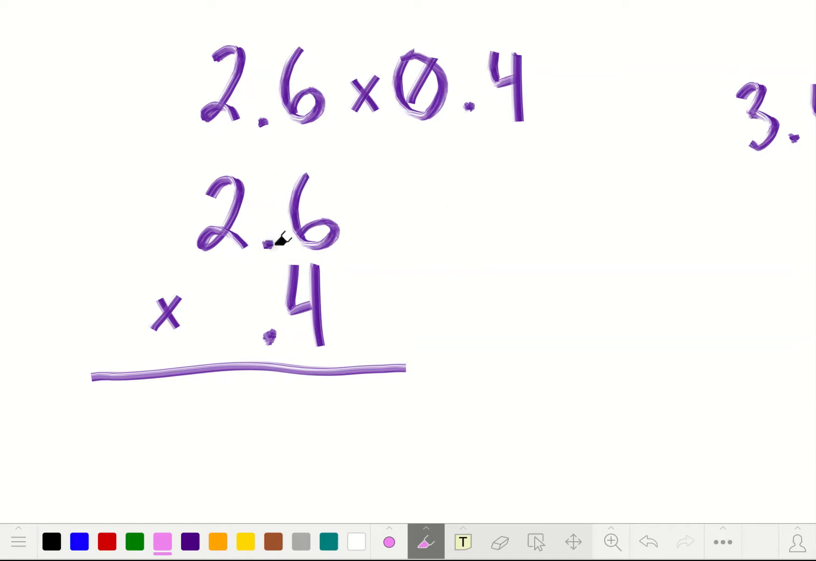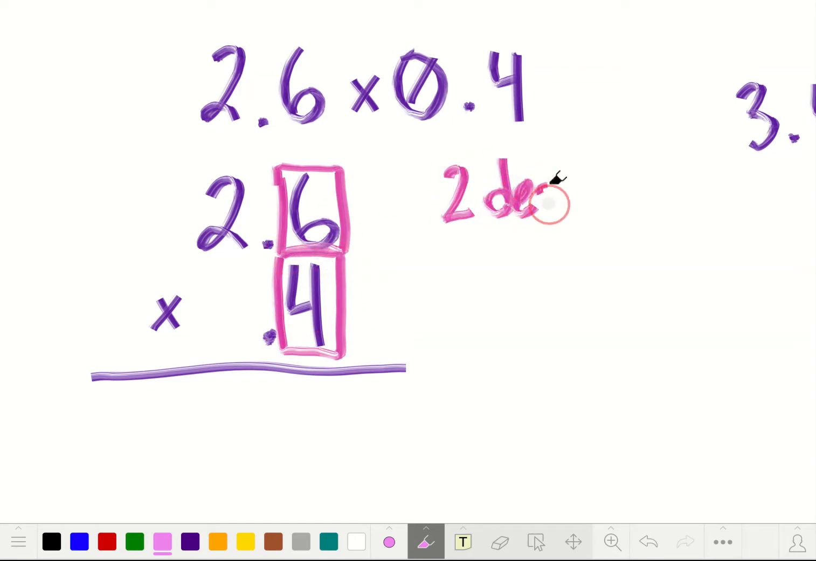So you see this decimal point right here? This 6 is a decimal place. It's in the tenths. We call that a decimal place. This 4 is a decimal place. It's in the tenths. So you see how I boxed up two numbers right there? That means that I have two decimal places. That number 2 is going to be important later when we finish this multiplication.